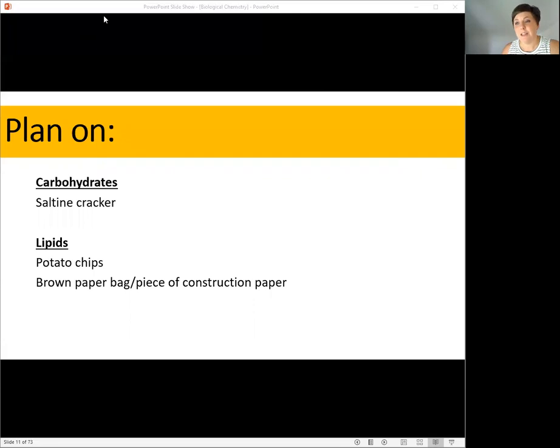For our upcoming lectures, please plan on having these listed items available, if you are able, for some small experiments that will take place in the middle of those lectures. Please, for the carbohydrate lecture, it would be nice if you had a saltine cracker. And for the lipids lecture, please have potato chips or maybe butter or olive oil, and either a brown paper bag or a piece of construction paper.